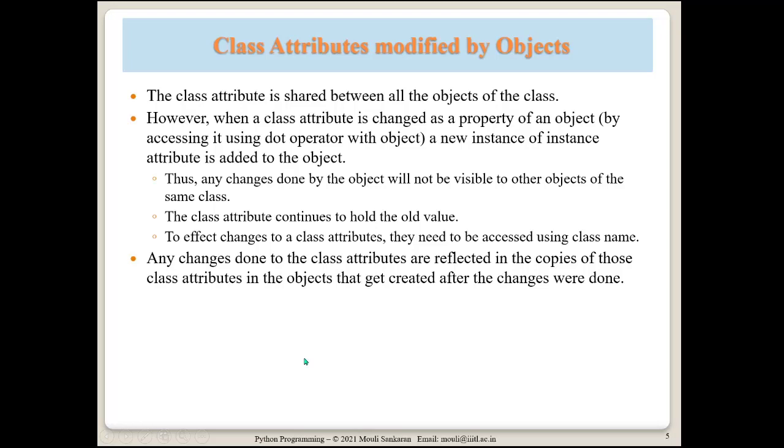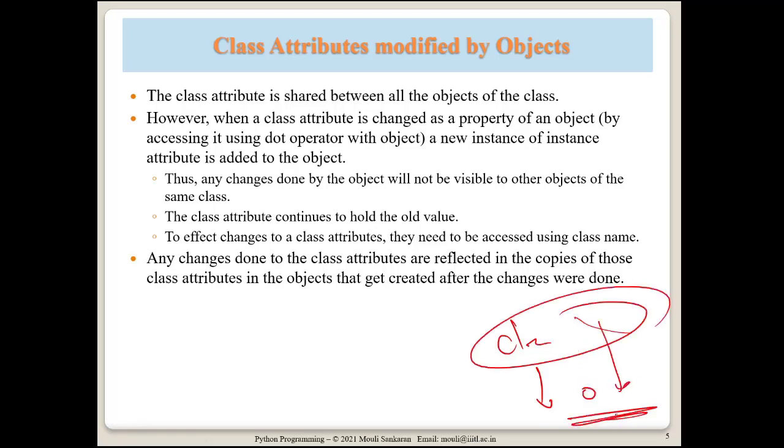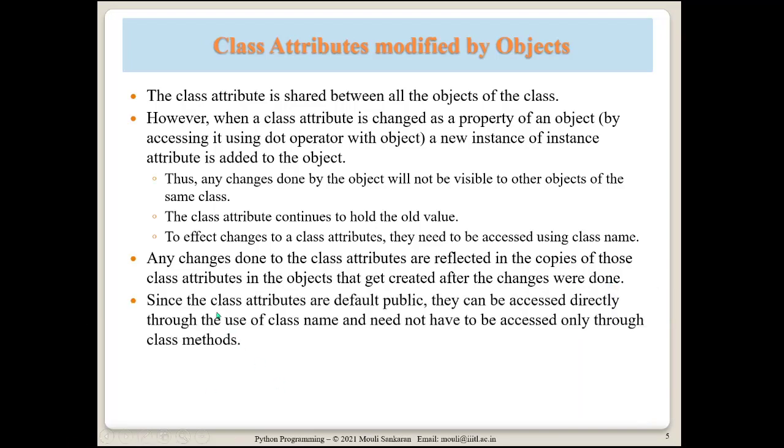And after making changes to the class level, if you create a new object, then the new changes will be seen in the newly created objects. That also we have seen yesterday. Since the class attributes are public by default, they can be accessed directly through the class name and need not be accessed only through class methods. As I said, all the attributes in Python are public, and you can access them either through the class level or through the object level. They do both point to the same thing.